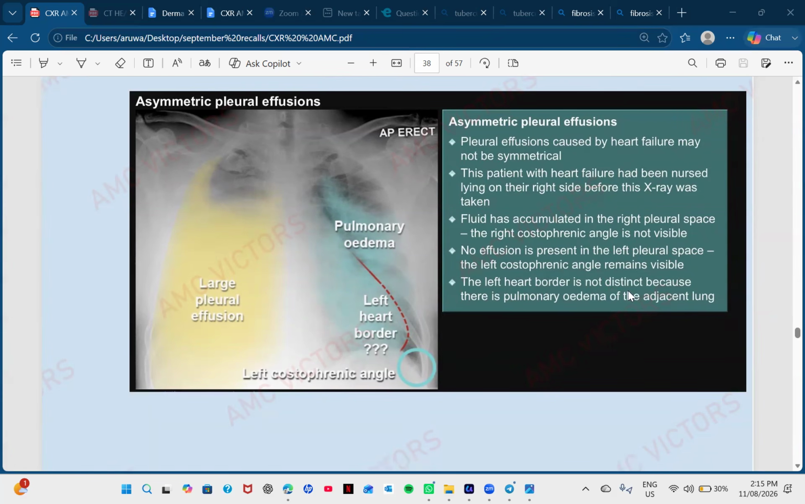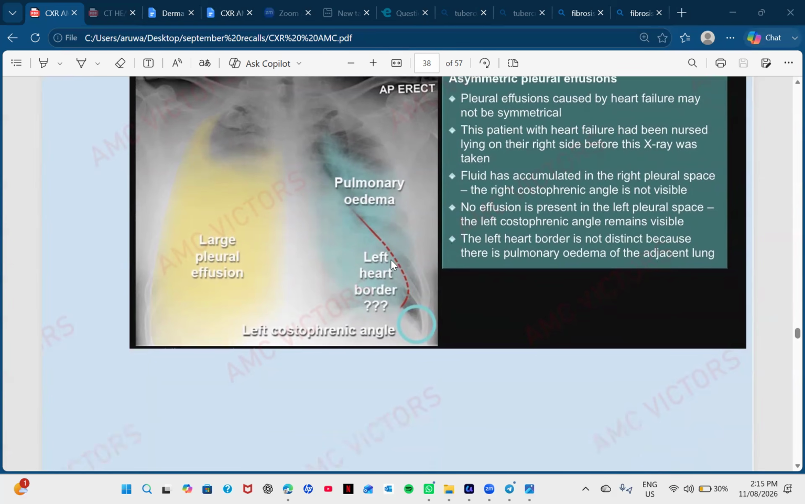And the left heart border is not distinguished because of the pulmonary edema of the adjacent lung. Here, the pulmonary edema. I will explain how pulmonary edema presents. There are a lot of things that you need to understand about pulmonary edema.